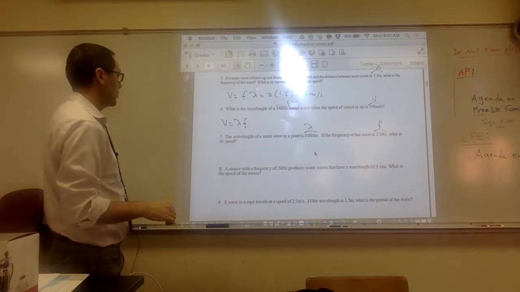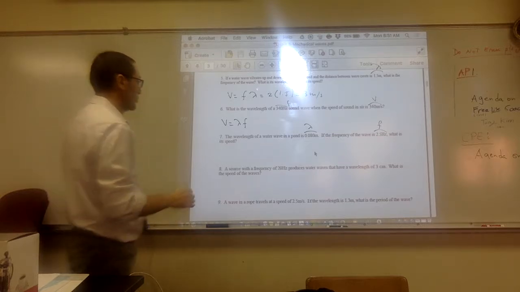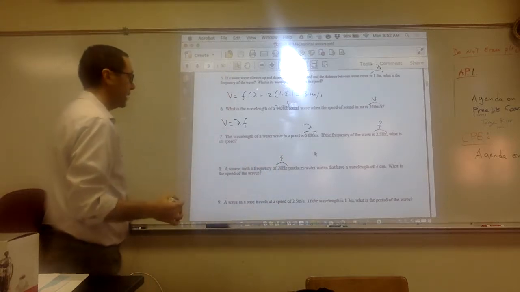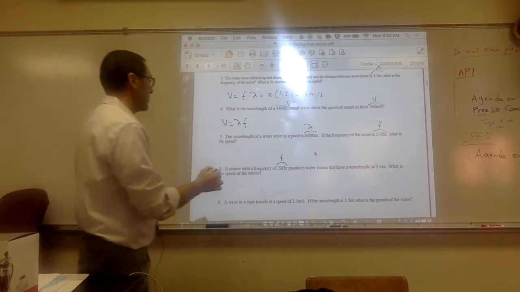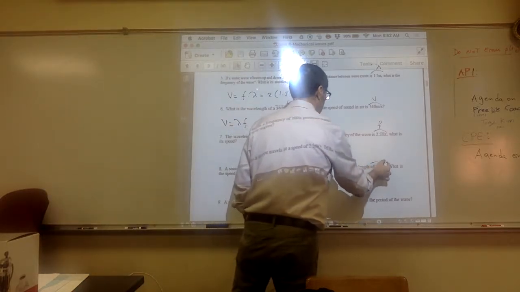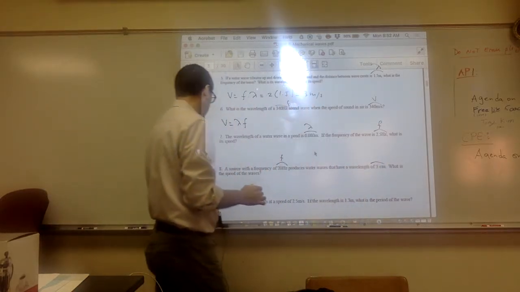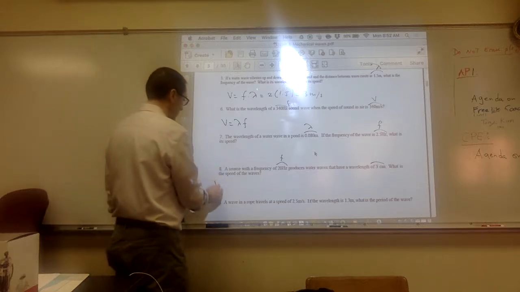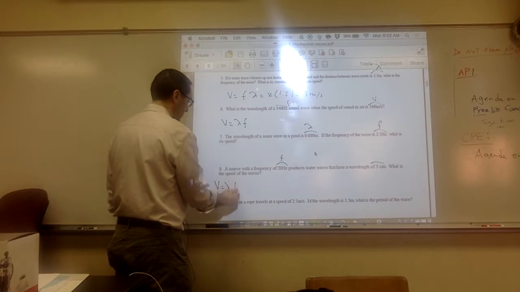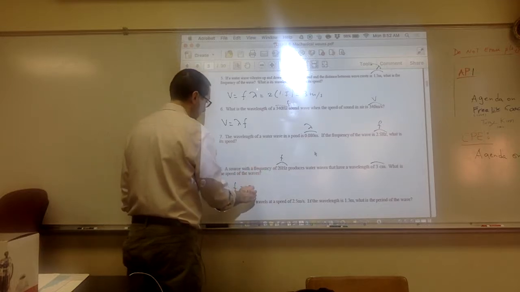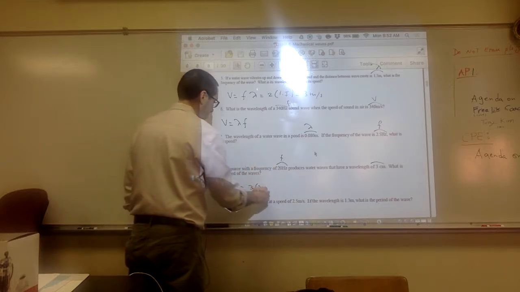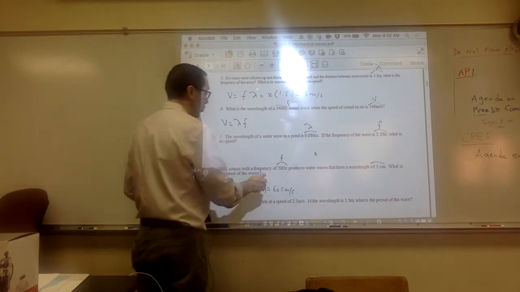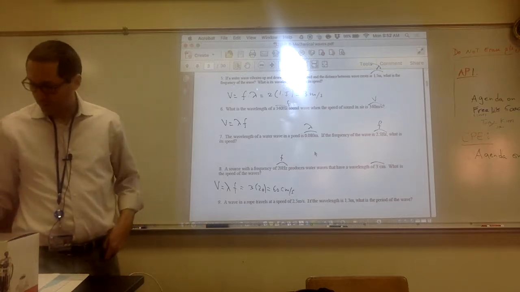Okay. A source with a frequency of 20 hertz produces water waves that have a wavelength of 3 centimeters. So you have to be careful here with the 3 centimeters, unless you want to find your speed in centimeters per second, you can do that. So speed is lambda times frequency. So if you want to leave that as 3 centimeters, your speed will be 60 centimeters per second, or 0.6 meters per second.